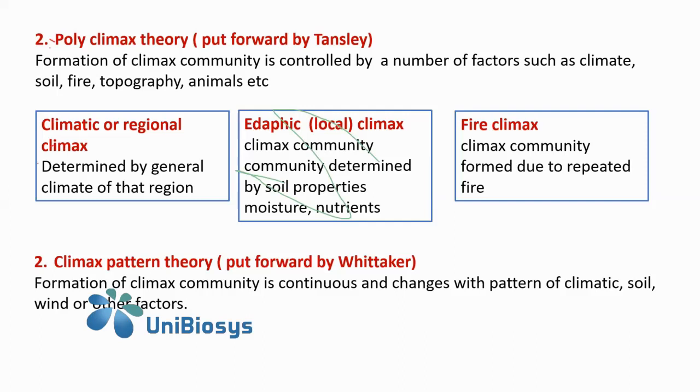According to the pattern of change of all these things, the community also keeps changing continuously. The climax community is continuously changing with the pattern of changes in climate, soil, wind, and other factors. This is known as climax pattern theory. From the name itself you can easily describe it. Okay, so that is climax pattern theory, which is put forward by Whittaker. Monoclimax, polyclimax, climax pattern. Shall I go to the next?